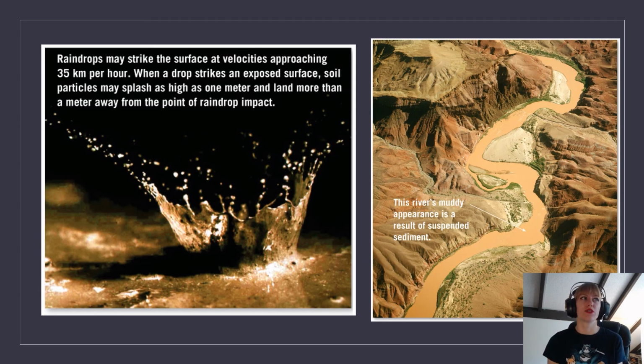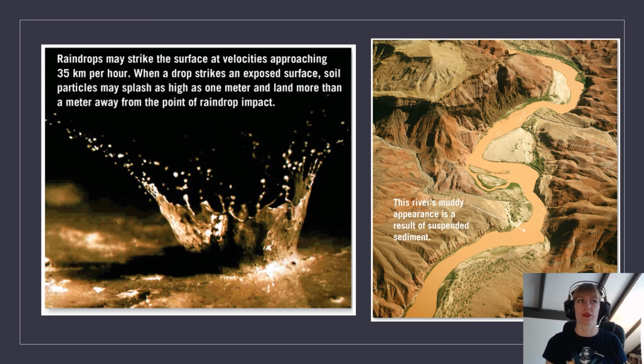So raindrops can strike the surface of the earth at velocities approaching 35 kilometers per hour. When a drop strikes an exposed surface, soil particles can splash as high as 1 meter and land more than a meter away from the point of the raindrop impact. If you've ever been at a beach or just outside when it rains, sometimes the backs of your legs get all sandy because of raindrops doing this.